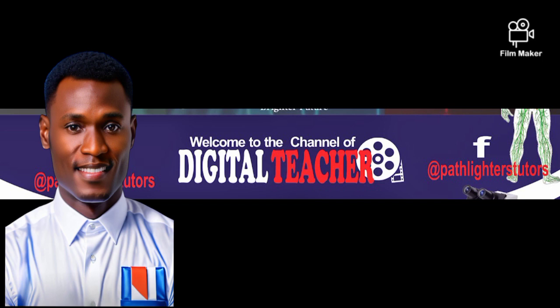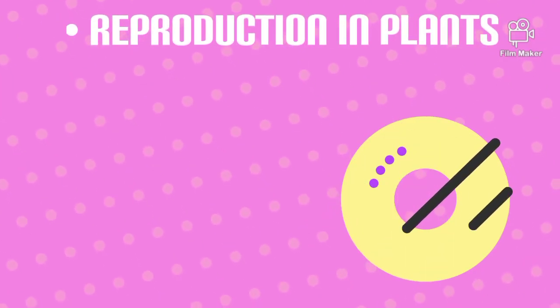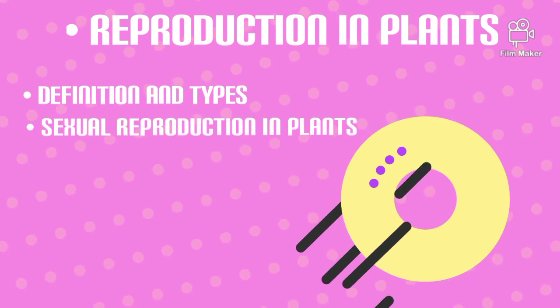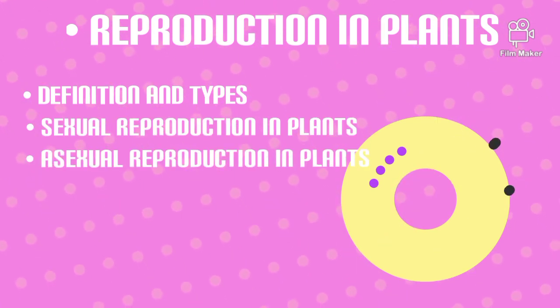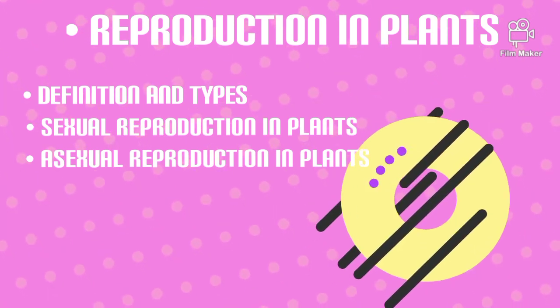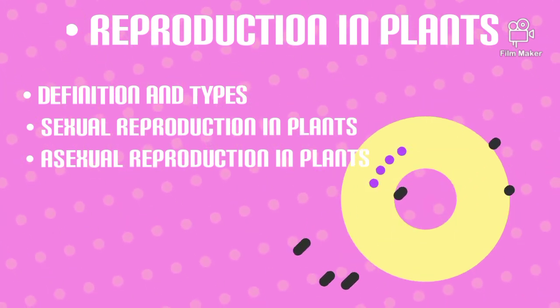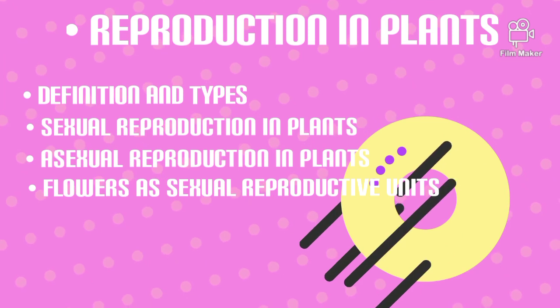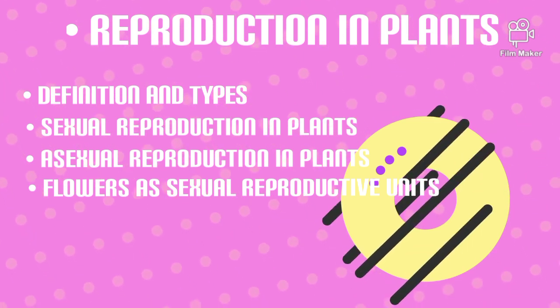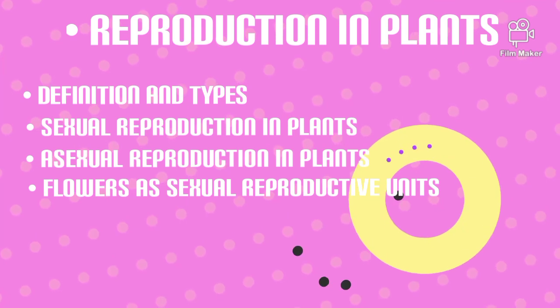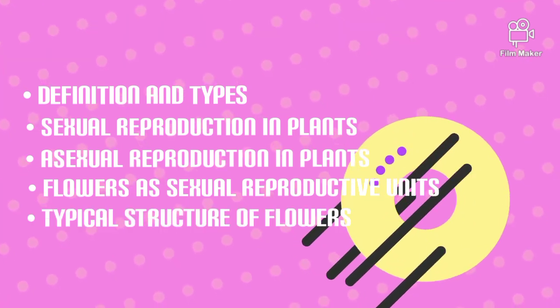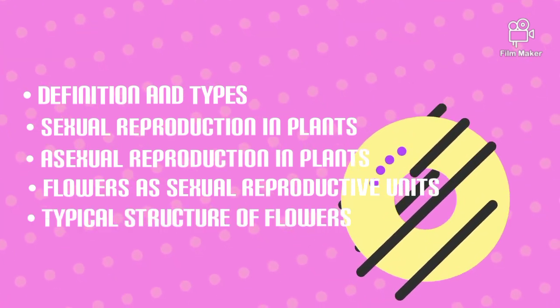In another video, we looked at reproduction in plants, the definition, the types. We looked at what sexual reproduction is and what asexual reproduction is. We did also look at the flowers as the reproductive unit of plants, and also we looked at the basic or typical structure of a flower.